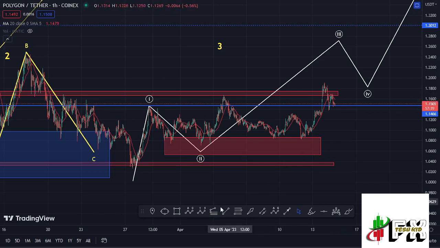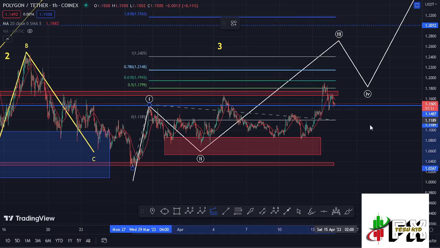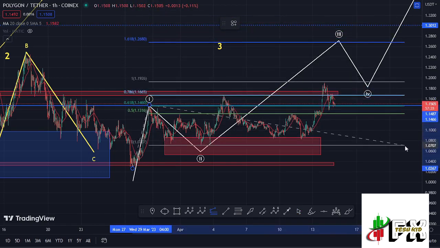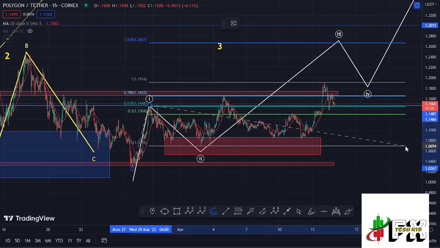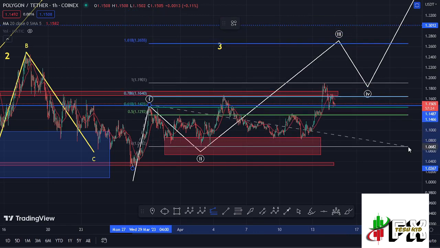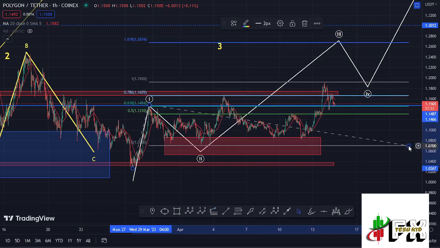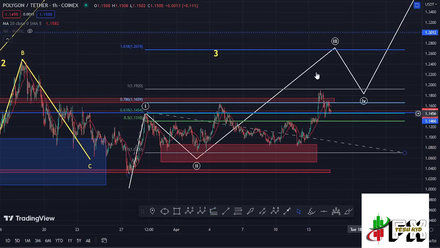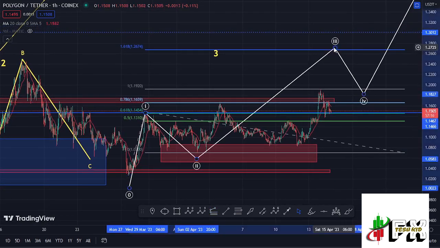And allow me to first give you a target area in the formation of that wave 3 by connecting the trend-based Fibonacci from the low of the first wave to the high of that wave 1, then dragging the fibs to the low of the second wave, and that now gives me a target area in the formation of that wave 3 at the fib level 1.618, and that is at around the $1.2674 mark, and that is the minimum that I'm expecting that wave 3 to the upside to do.